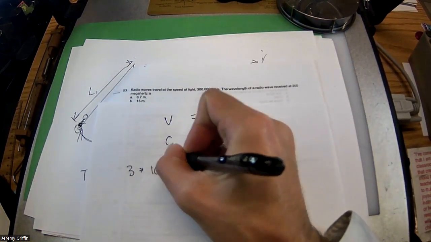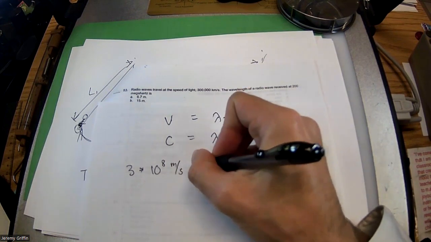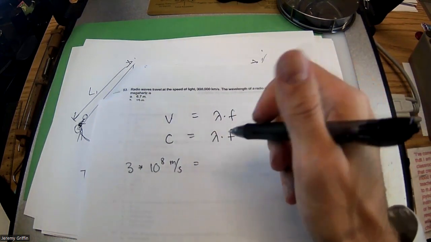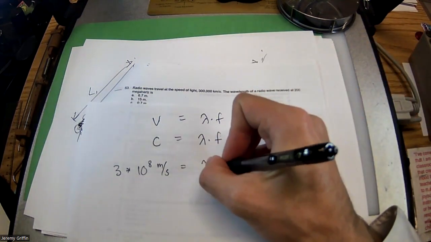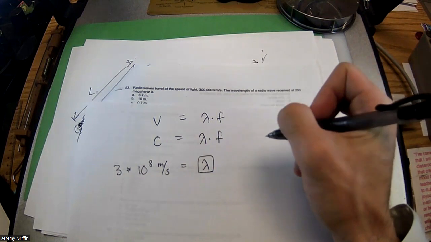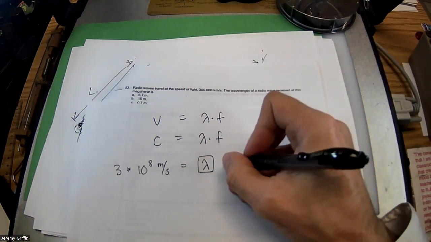3 times 10 to the 8 meters per second. We're talking about the speed of light, the speed of radio waves. It's all the same speed of electromagnetic waves. So the question is, what's the wavelength? Solving for the wavelength. And the frequency is 200 megahertz.